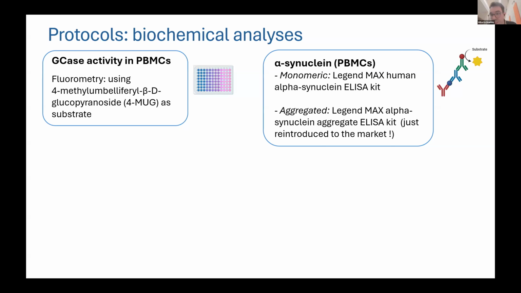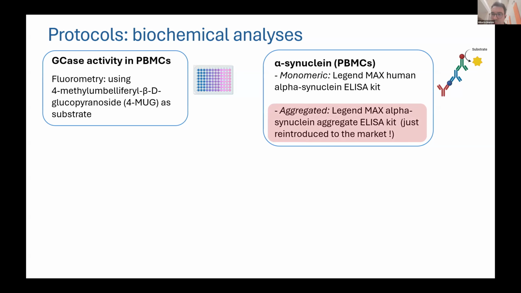And then also alpha-synuclein. We are evaluating alpha-synuclein levels in PBMC in its monomeric form using an ELISA kit from Legend Biomax, and also the aggregated form. I put the aggregated form in red because we have had several technical problems starting from the start of 2025 within a parallel project with this kit.